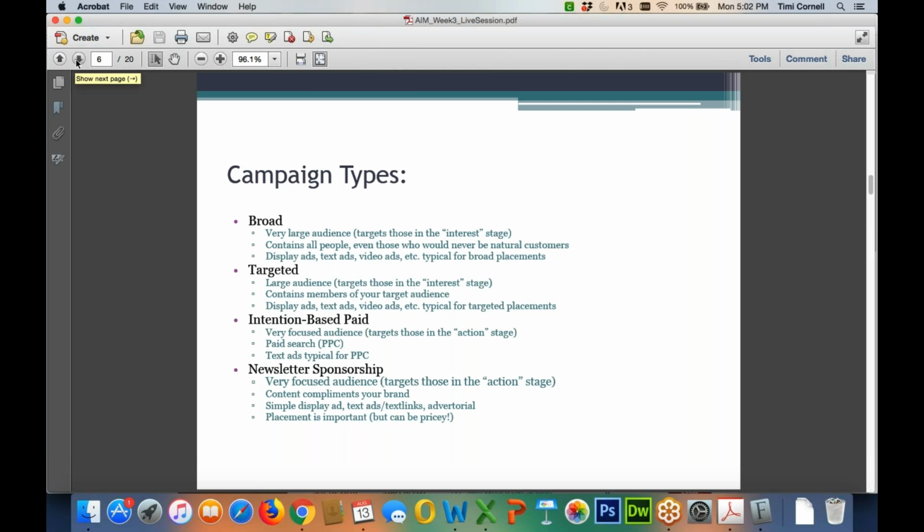And in this class, we are going to be covering 4 different campaign types. Of course, there are many other different types of paid media out there, but in this class, we are going to focus on these 4. The first type of campaign is a broad campaign, and the audience that you would be focusing on here is going to be extremely large, probably not going to have a lot of your own target audience members contained here.